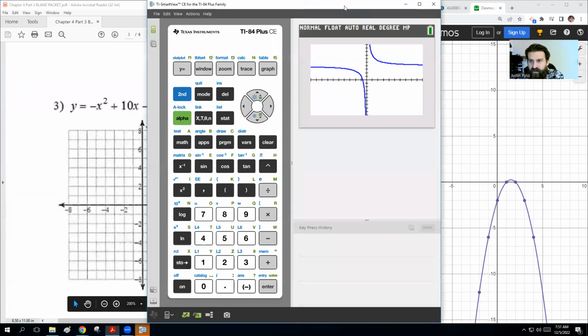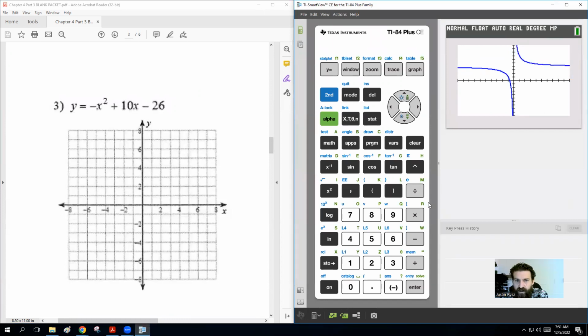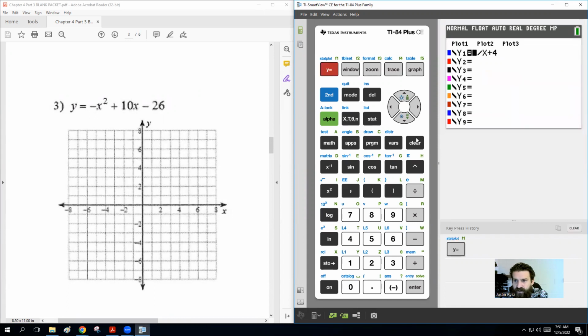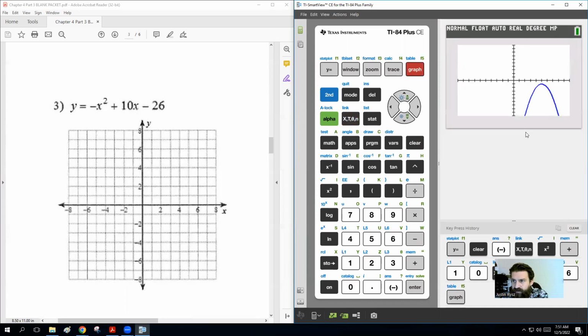So we're going to do this next problem, but we're going to use it on the Texas Instrument calculator. I'm going to move my head so I don't block the view. On a TI calculator, you're going to graph it by pressing Y equals. If there's anything there, clear it out. Then type in, now don't type in a minus, you have to use the negative, X squared plus 10x minus 26. You can click graph and that gives you what the graph looks like.